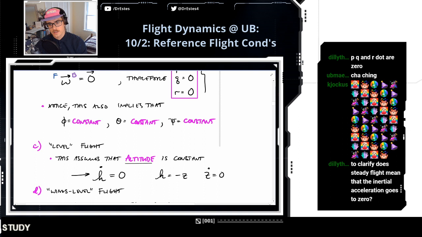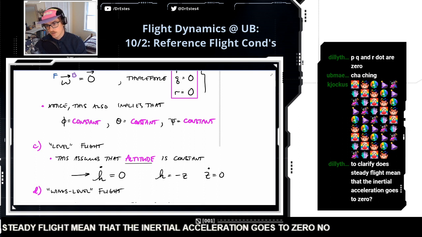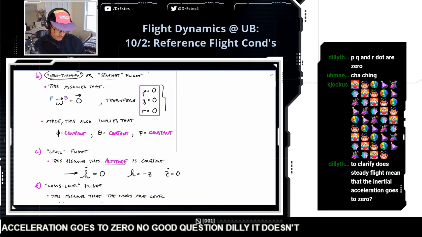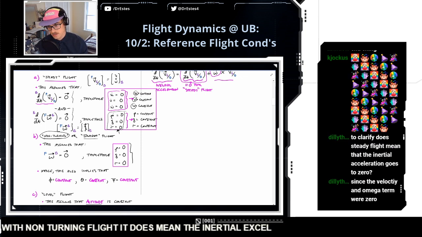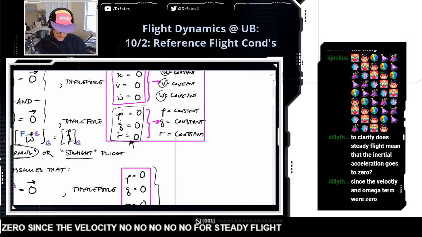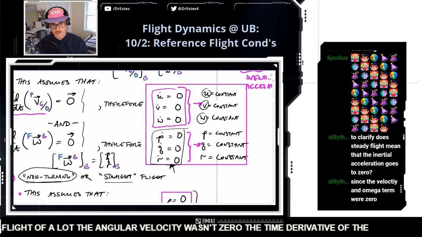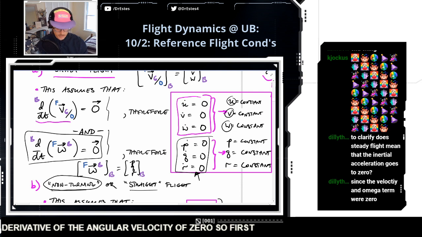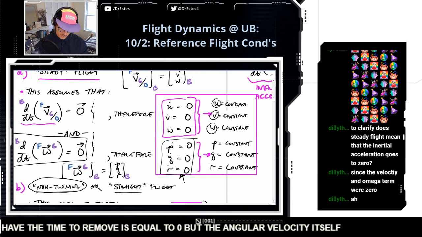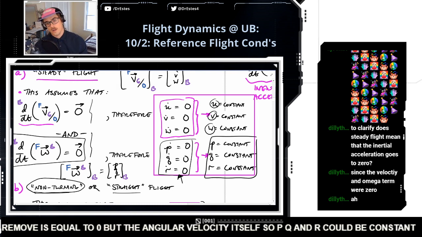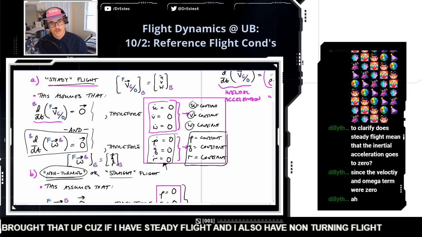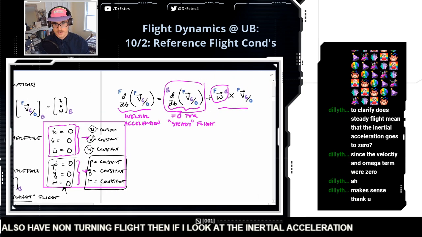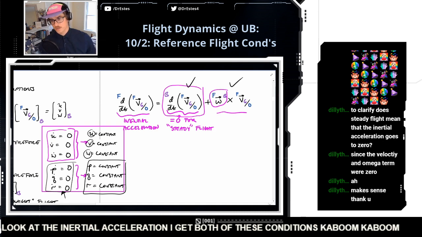To clarify, does steady flight mean that the inertial acceleration goes to zero? No. Good question, Dilly. It doesn't. However, if you combine steady flight with non-turning flight, it does mean the inertial acceleration goes to zero. For steady flight, the angular velocity wasn't zero. The time derivative of the angular velocity was zero. So P, Q, and R could be constant. But I'm glad you brought that up, because if I have steady flight and also non-turning flight, then if I look at the inertial acceleration, I get both of these conditions. Kaboom, kaboom. Both of those are zero, so the inertial acceleration is zero.